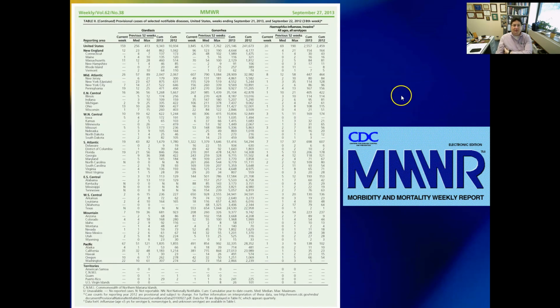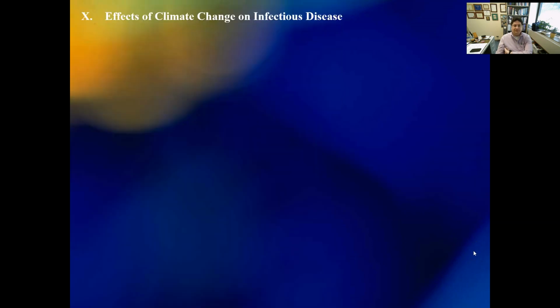So the report might look like this. It says United States reporting area, New England. So here's some states. And these are your diseases, giardiasis, gonorrhea, okay? And then it tells you the number of cases. All right? This is kind of neat if you're interested in that. Now, what about effects of climate change on infectious disease? So this plays right into epidemiology.